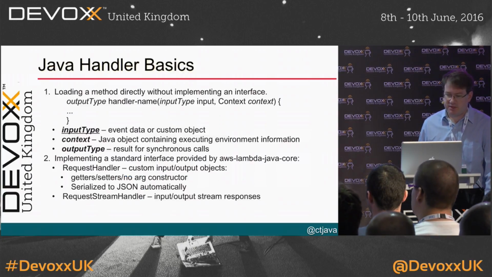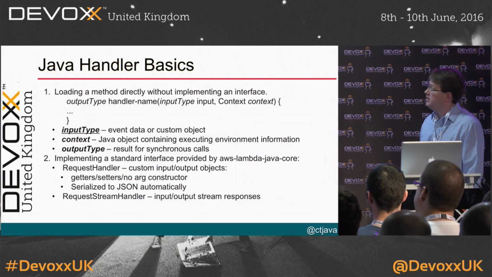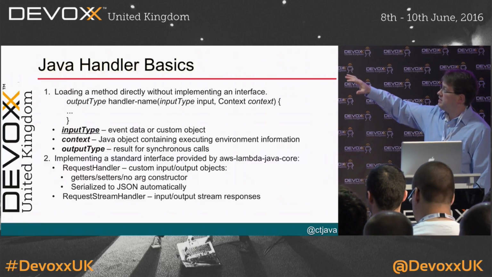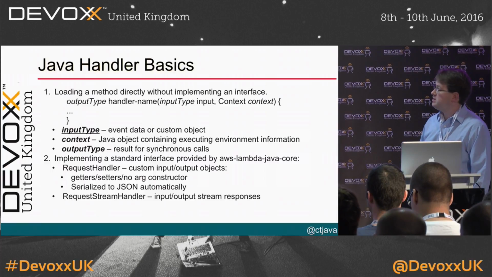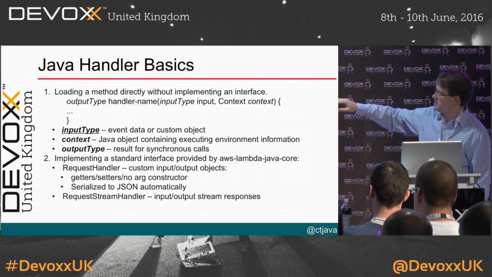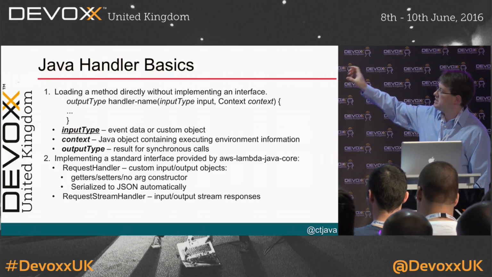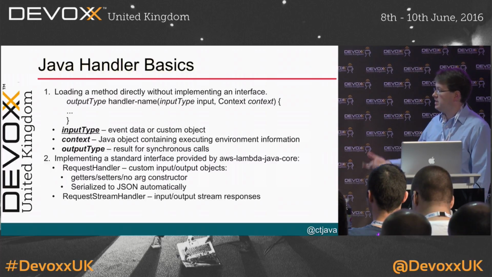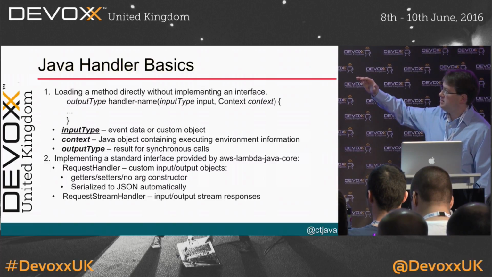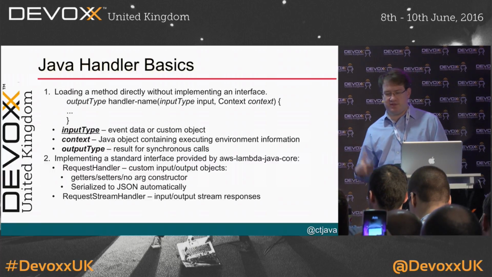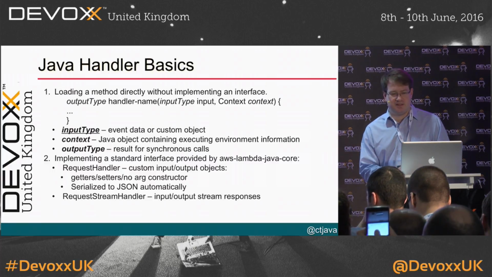So that's creating a simple hello world. So moving on to the Java code. With Java, you basically implement a Java handler. There are two ways of doing the handlers. There's either implementing an interface, or providing a method and specifying the class name and the method that you want to execute when the Lambda function gets invoked. You've got the input type into the function, the context, and then the output type. The output type is used for synchronous functions. So, for instance, the API gateway would be returning back JSON to the caller.